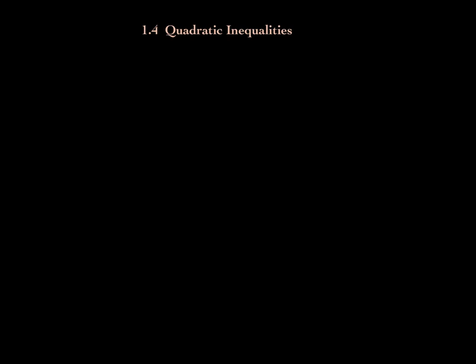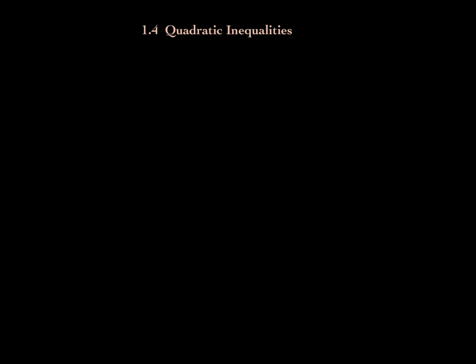Our focus was on finding the vertex, and all other points were kind of secondary. The vertex was like the most important point on the parabola. Here in this section, you're going to see that the vertex is not as important anymore. In order to solve a quadratic inequality, you're going to see, hopefully, that the x-intercepts are the points that you and I are most interested in finding.